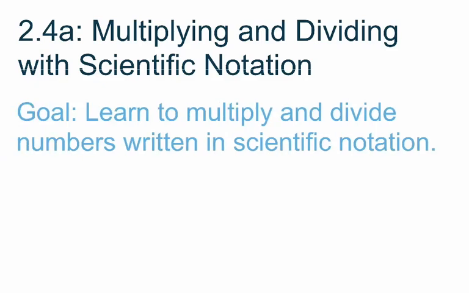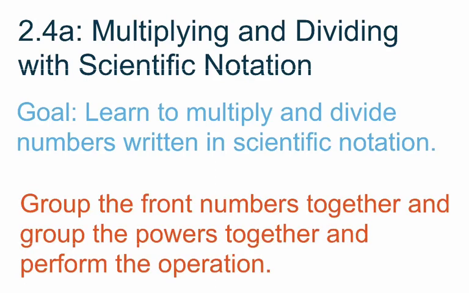Our lesson for today is on 2.4a, in which we're going to learn to multiply and divide numbers written in scientific notation. In order to do that, we want to group the numbers that are 1 through 10 together, and then the powers together, and then perform the operation. This is what we're doing for multiplying and dividing. This is not necessarily what we're going to be doing for adding and subtracting.